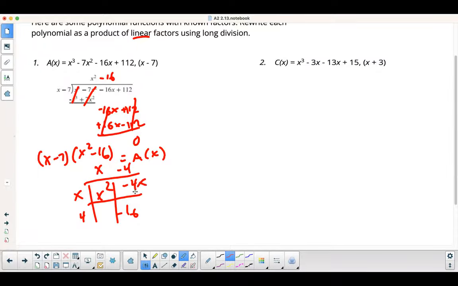But I know this is going to work because I want these to cancel out because I don't have a term with an x here. You see, I go x squared and then I don't have an x term. I want these to cancel. So I found the two factors here that make up the x squared minus 16. So the x minus 7 stays the same, and then this now becomes broken into these two. And that's equal to a of x. Okay?